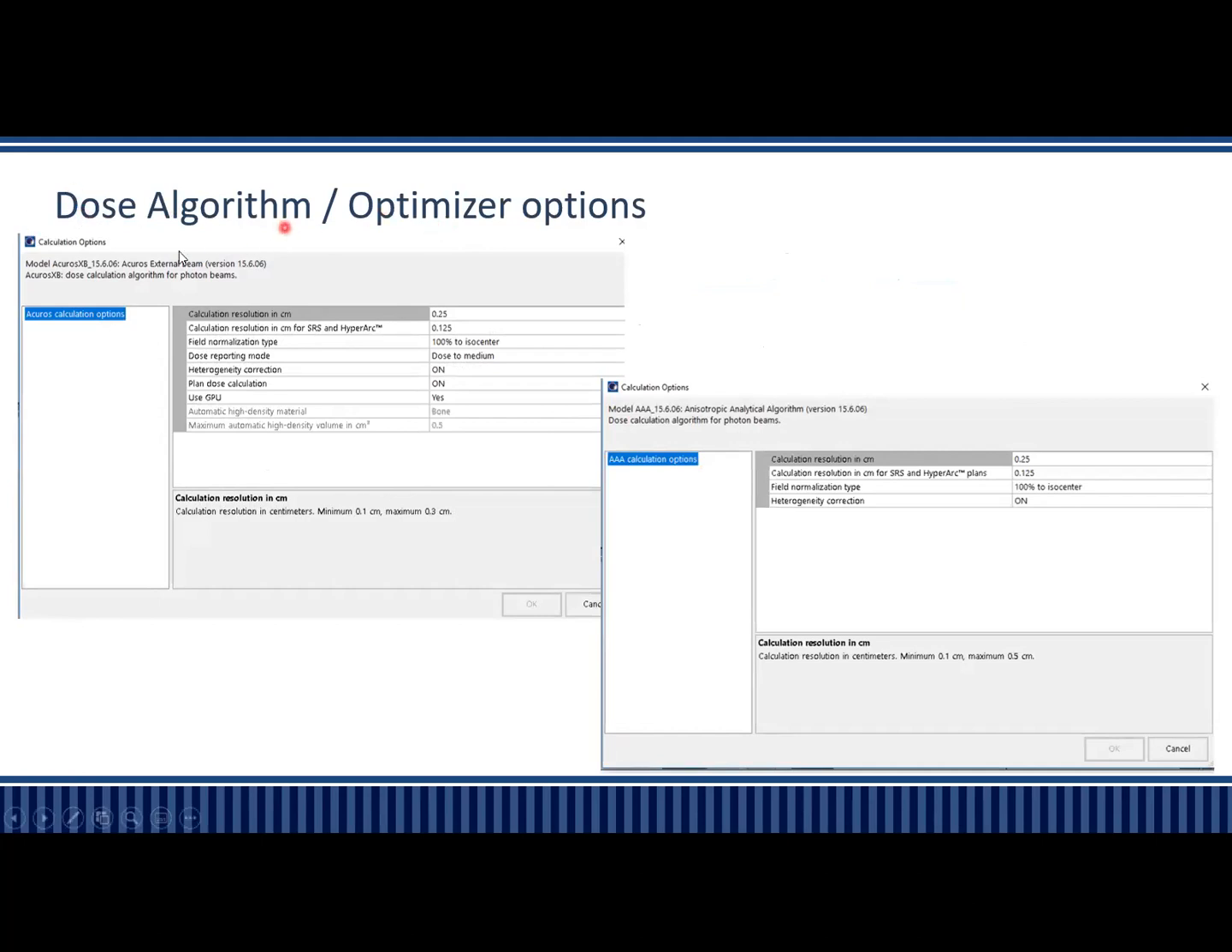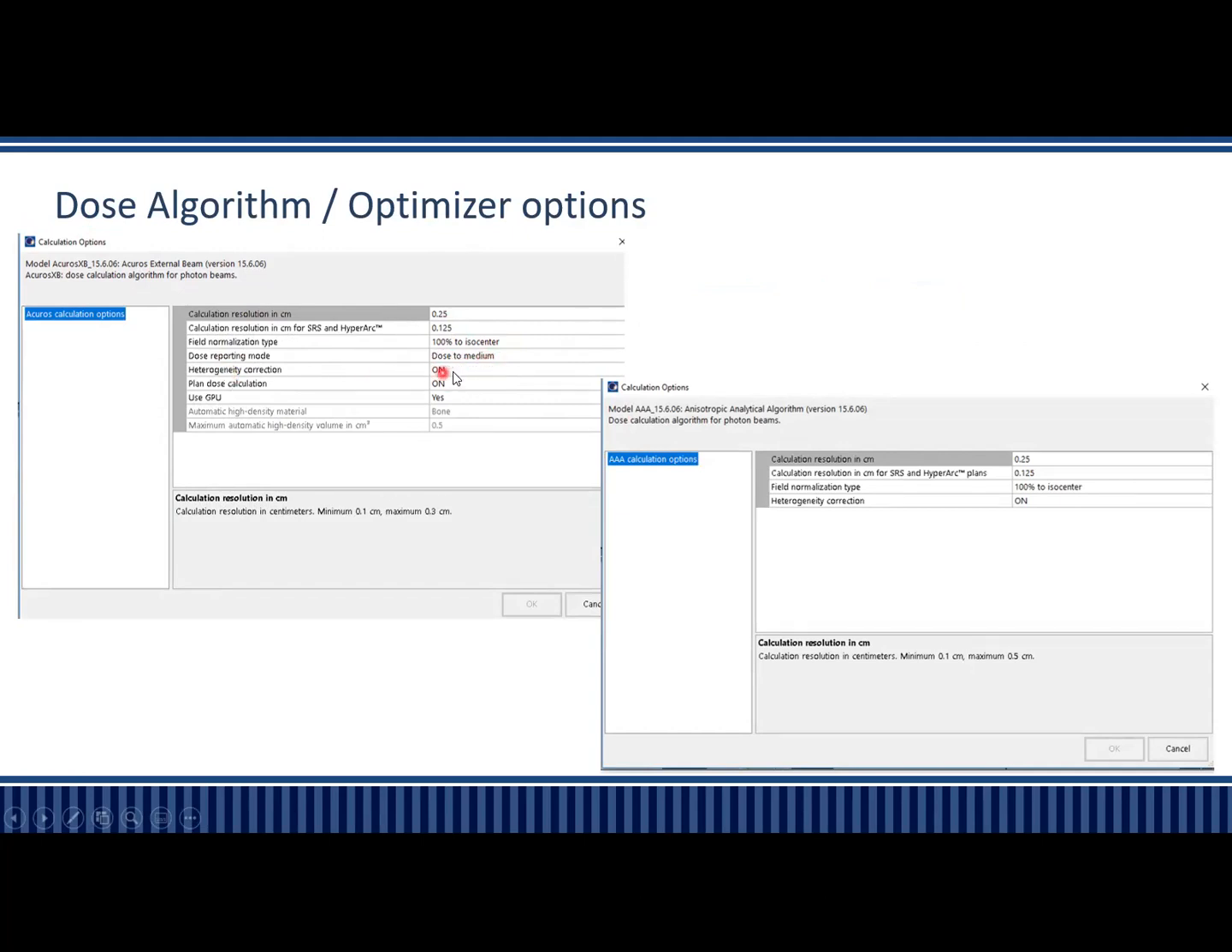So if you are using Acuros, then check your dose calculations. The calculation resolution usually is 0.25. If you have a small volume, then you can go to a higher resolution like 0.125 or less. Field normalization is 100% to isocenter. Dose reporting mode is important. If you are using Acuros, you must have dose to medium instead of dose to water.